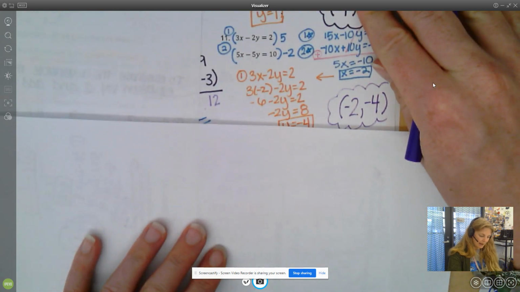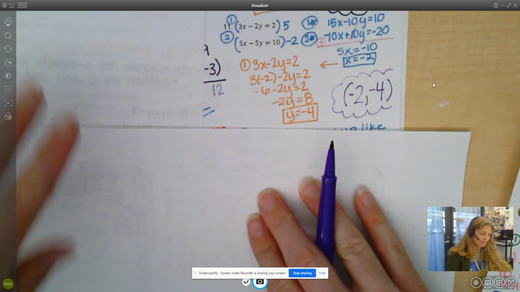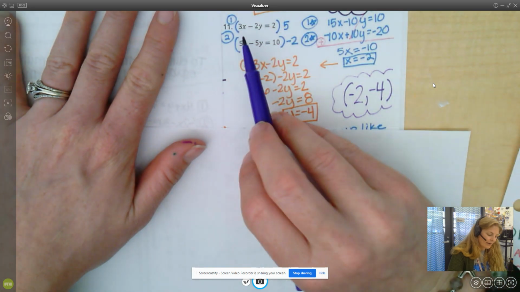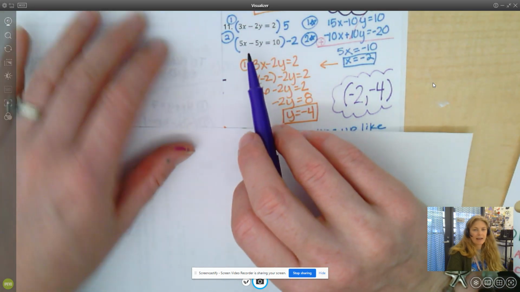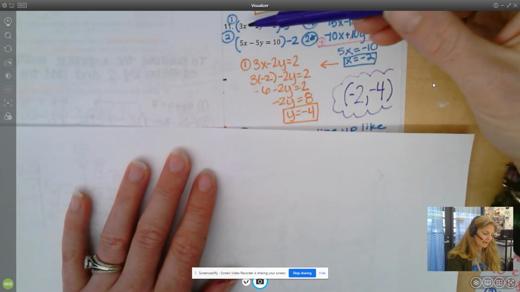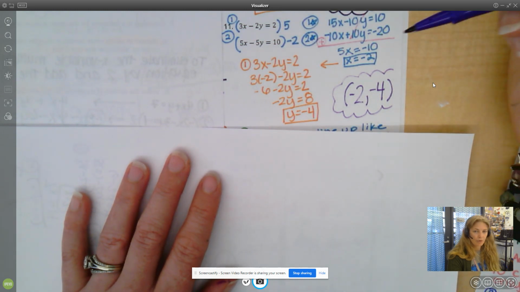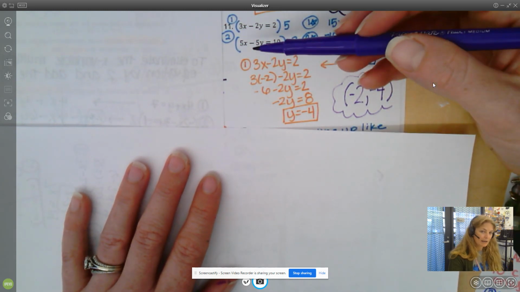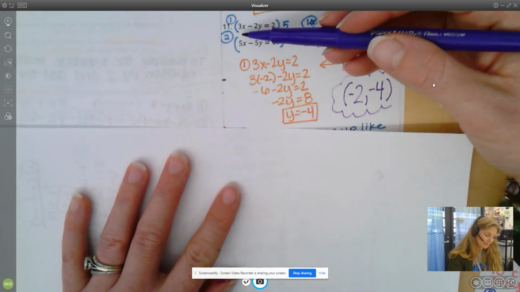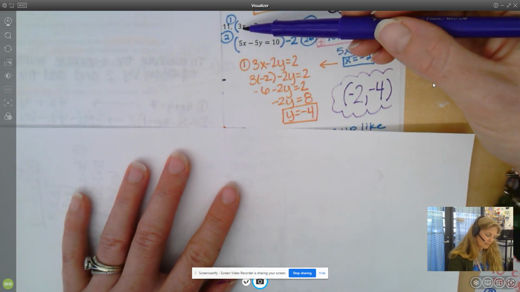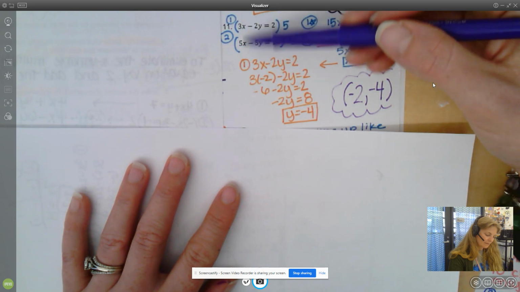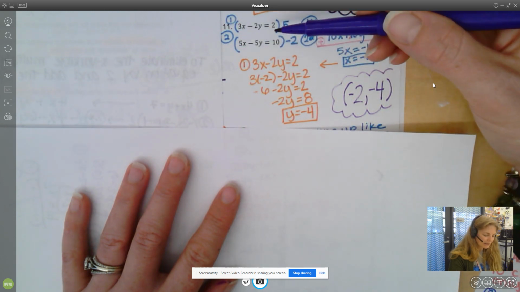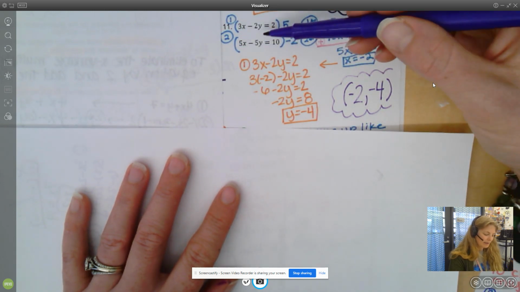Okay, taking a look at number 11, I saw I have positive x's and negative y's. My x's, y's, equal signs, and constant terms are already lined up, so that's good. I personally decided to eliminate y. You could have eliminated x's to make them positive and negative 15. I decided to eliminate the y's.